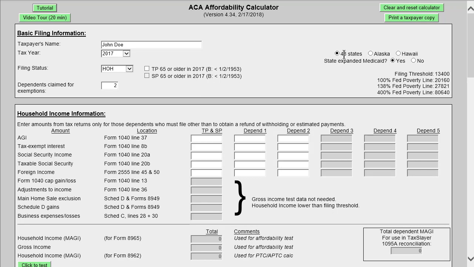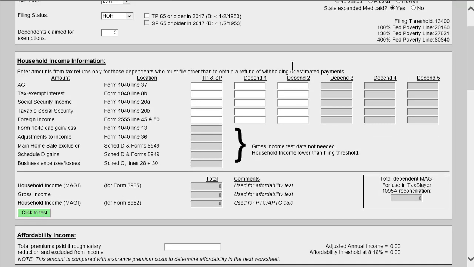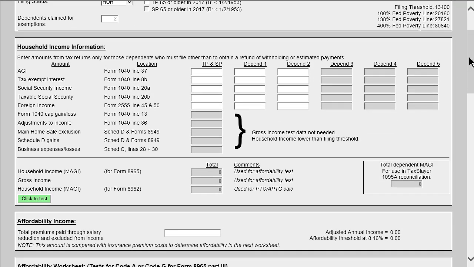And check to make sure that we're using the proper part of the United States and whether or not the state expanded Medicaid. This all affects the filing thresholds and various federal poverty line figures that are used throughout the calculator. The next thing we need to do is put in the household information.